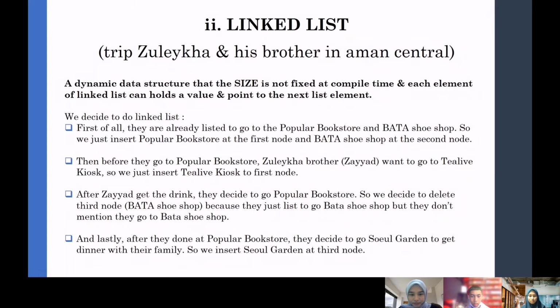After Zayed gets the drink, they decide to go to Popular bookstore. So we decide to delete the third node, which is Bata shoe shop, because they just listed to go to Bata shoe shop, but they didn't mention that they went. And lastly, after they are done at Popular bookstore, they decide to go to Seoul Garden to get dinner with their family. So we insert Seoul Garden at the third node.